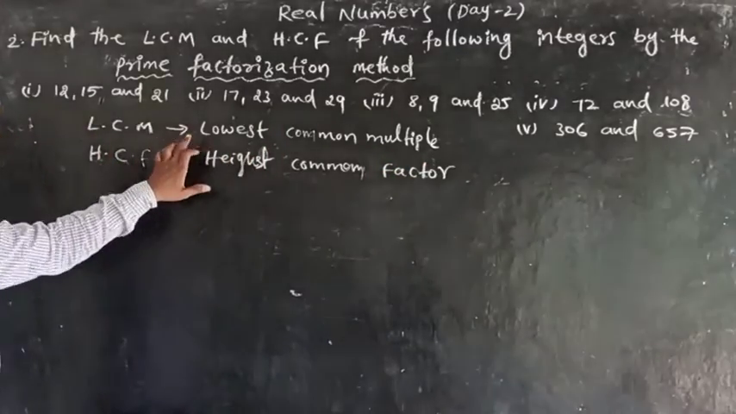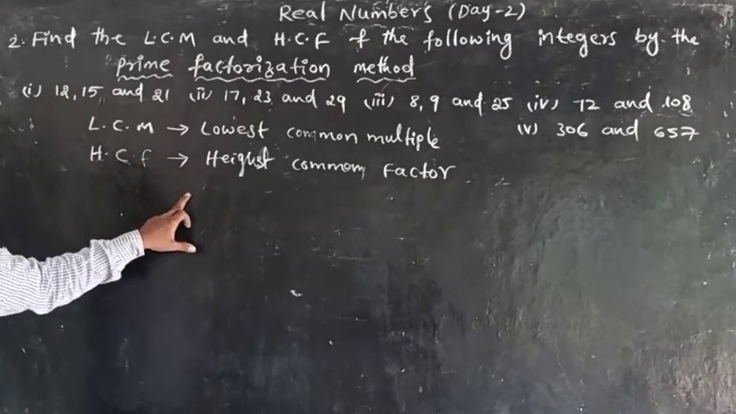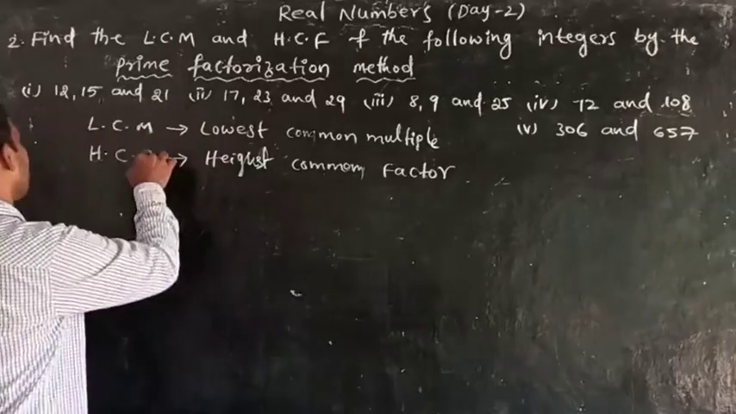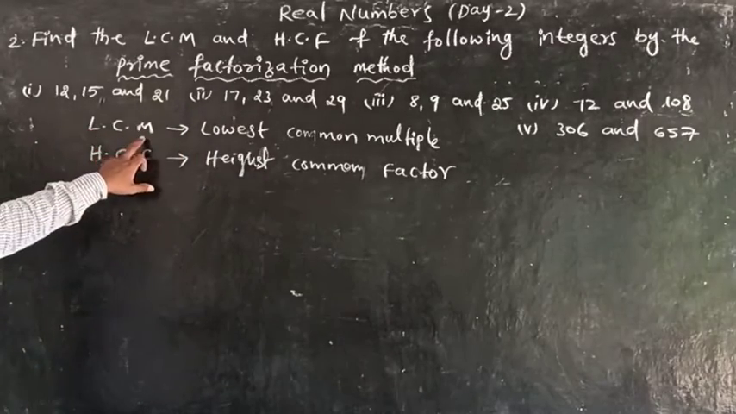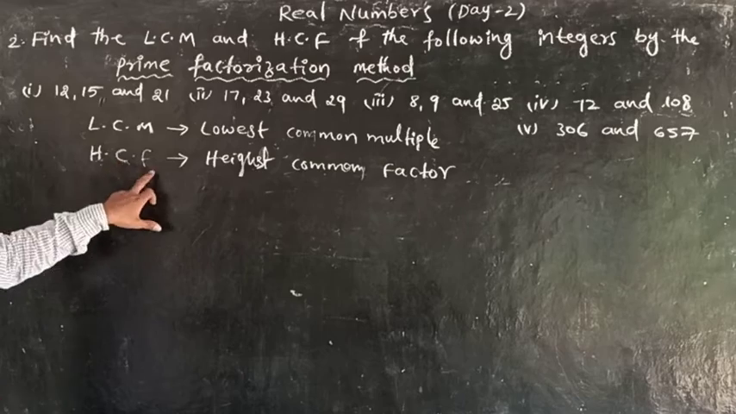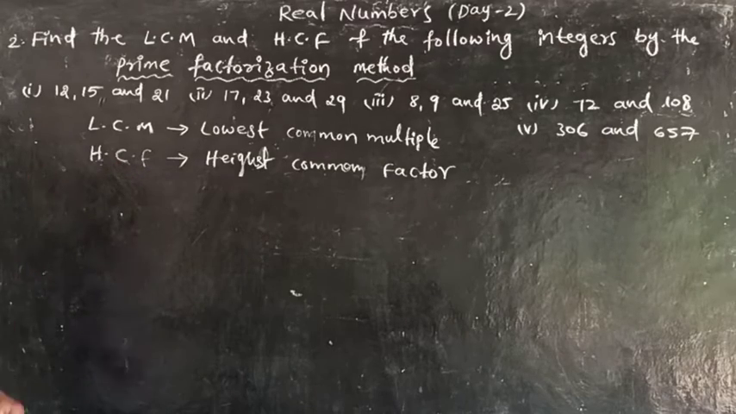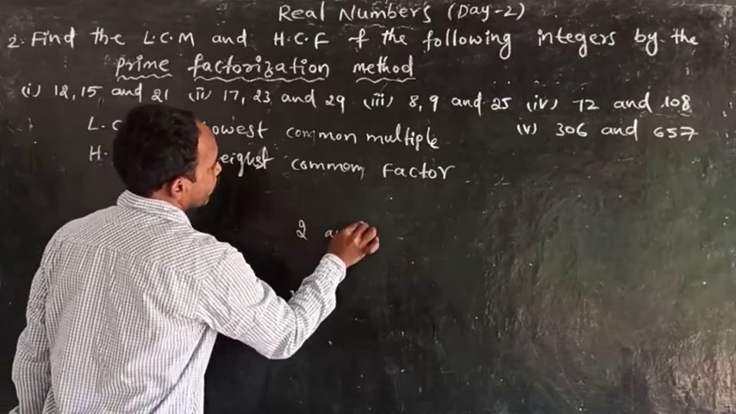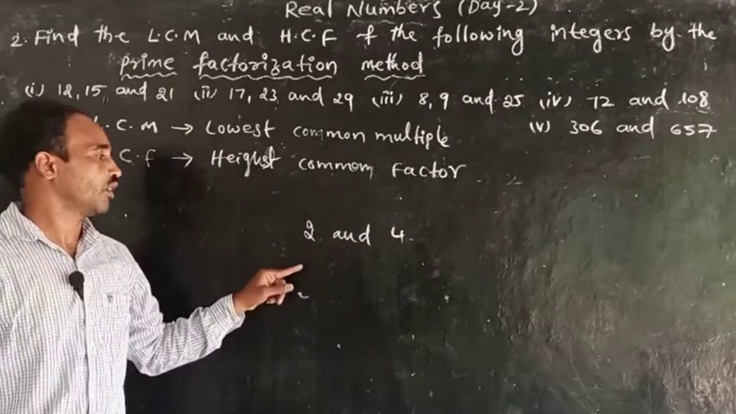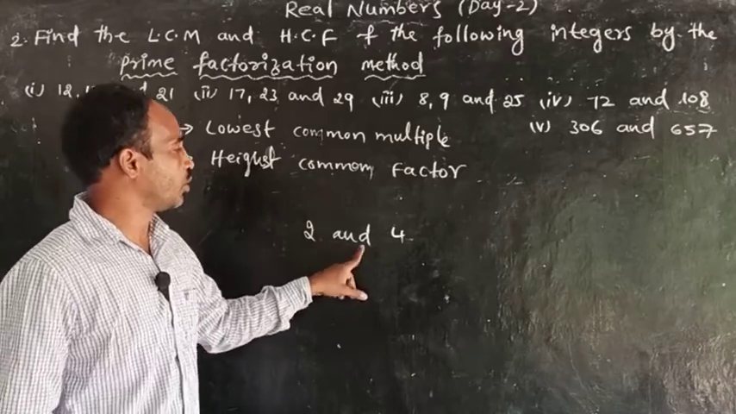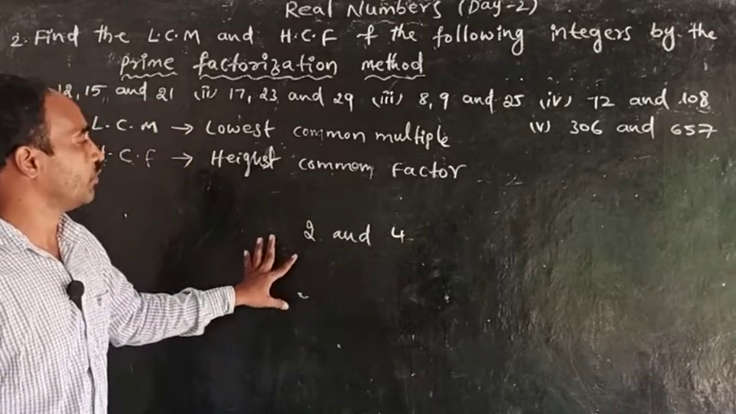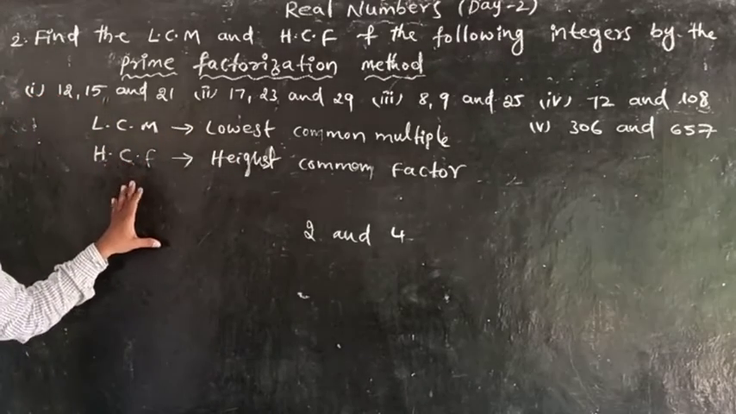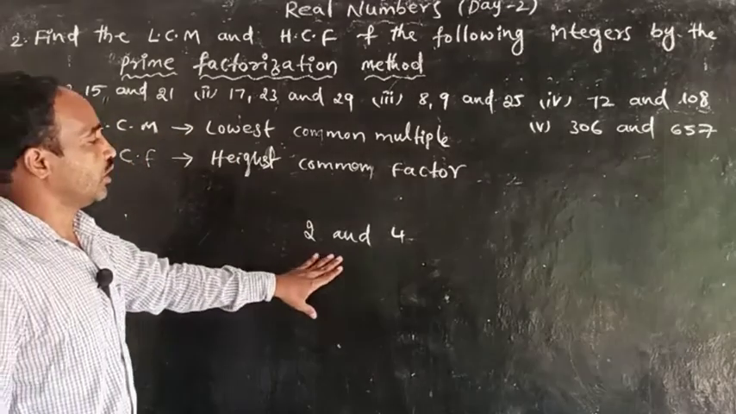Lowest common multiple and highest common factor. Here we are simply discussing the difference between the lowest common multiple and the highest common factor. If two numbers are given, for example 2 and 4, what is the LCM and what is the HCF of the given numbers 2 and 4?